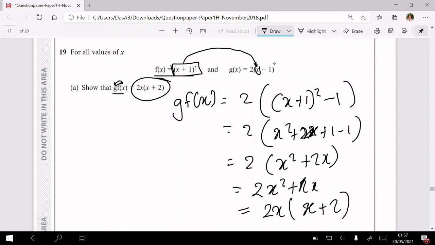Oh, yeah, I forgot to do this. Multiply by 4 here, 2 times 2x. Yeah. So that means x plus 2. We're done.